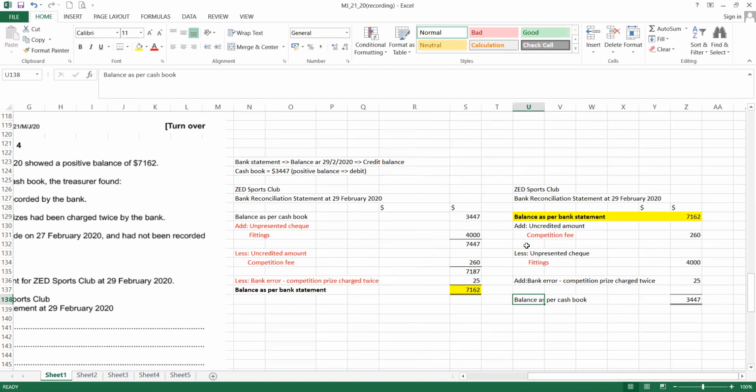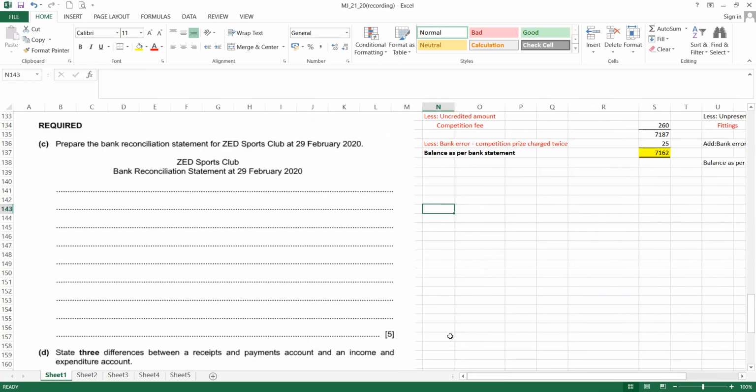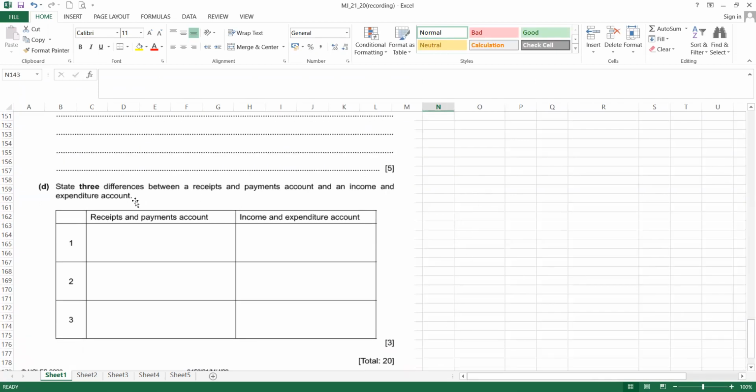point of view to do the adjustment. From the bank statement we start and do adjustment, but stand from the cash book point of view to look into the transaction. Whereas if here we start from the cash book, actually we stand from the bank statement point of view to look into the transaction. So that is about the bank reconciliation statement. Must be clear with the transaction, what is the information given, whether it's unpresented check, uncredited amount, or the bank error. Okay, let's continue. State 3 differences between a receipt and payment account and income and expenditure account.